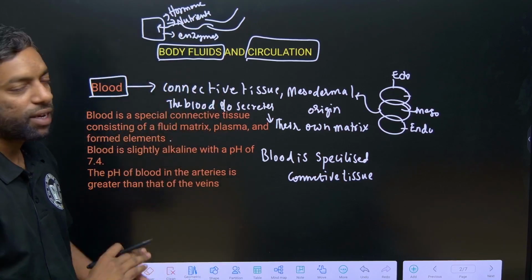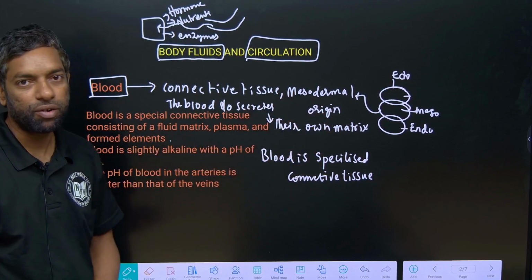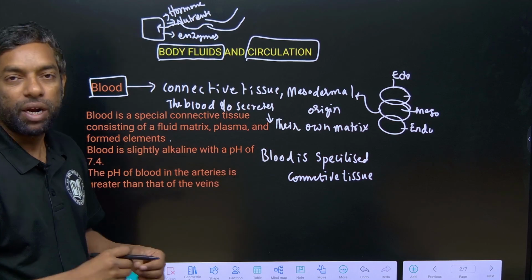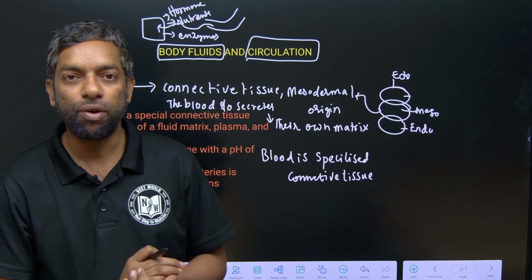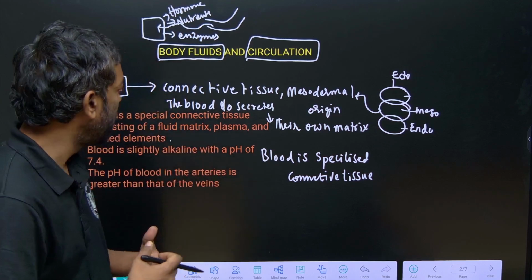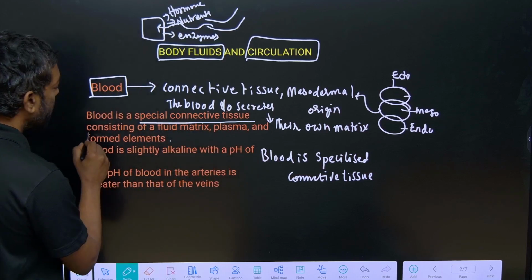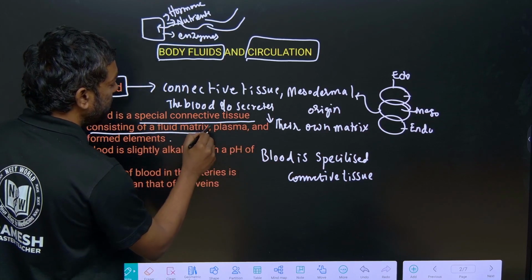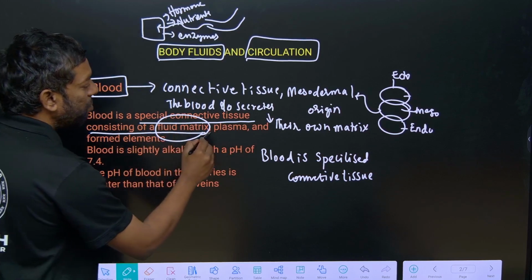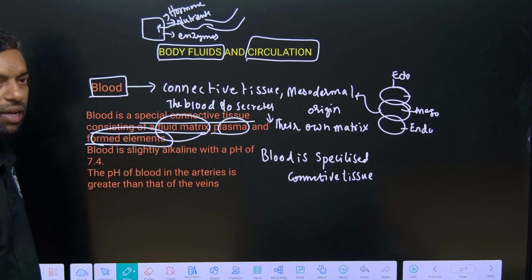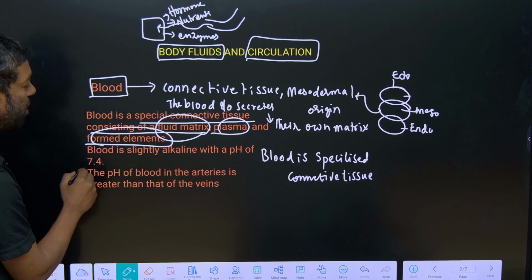Blood is the connective tissue which is of mesodermal origin, the specialized connective tissue. Blood does not secrete its own matrix. It is a fluid matrix. Blood is a specialized connective tissue consisting of fluid matrix, plasma, and formed elements.